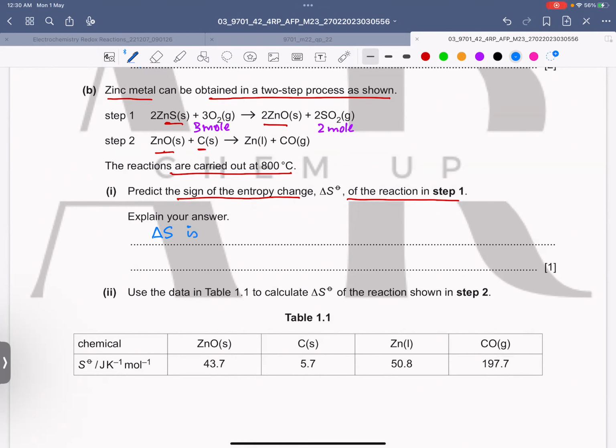Delta S is negative as the number of moles of gases on product side are less.